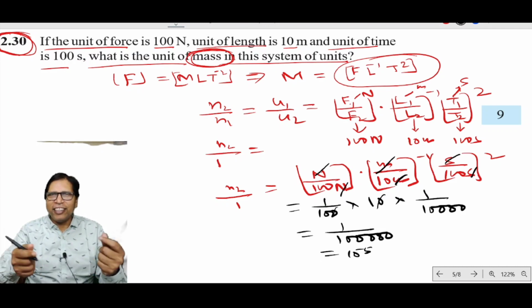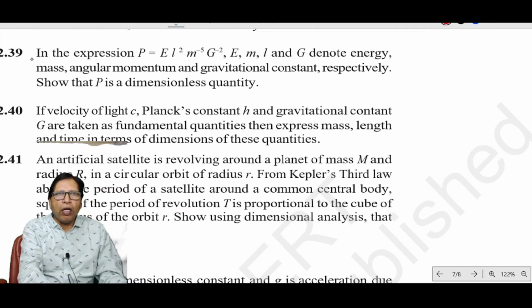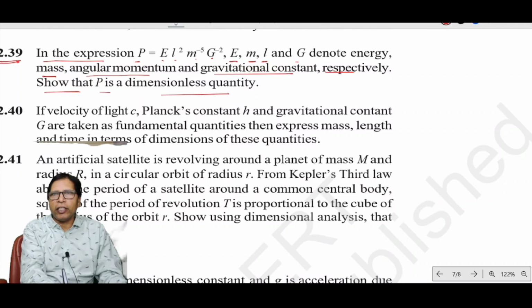Okay, understood? Now I will be discussing a very important numerical of exemplar 2.39. In the expression P equals E L square M to the power minus 5 G to the power minus 2, where E, M, L and G denote the energy, mass, angular momentum and gravitational constant respectively, find the value so that P is a dimensionless quantity.